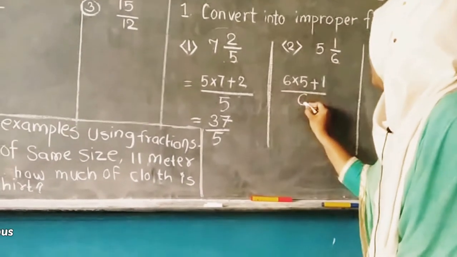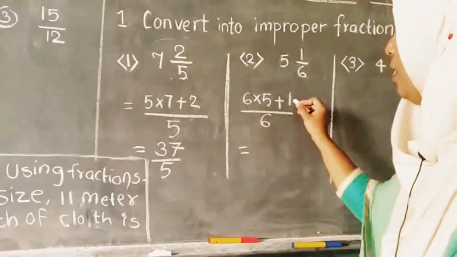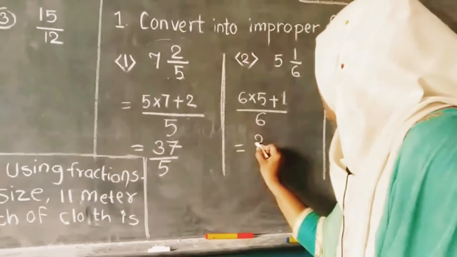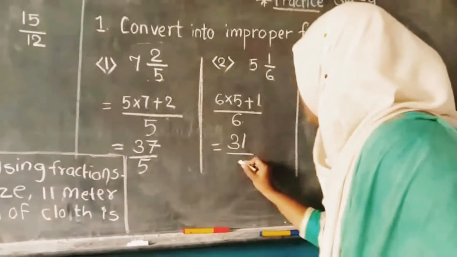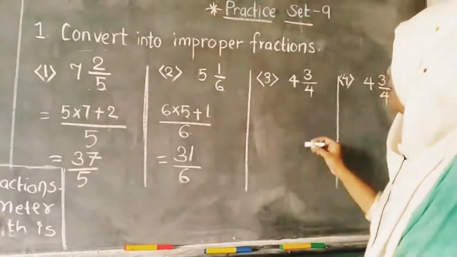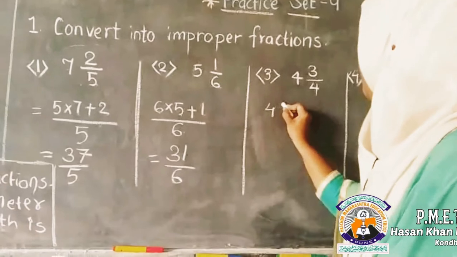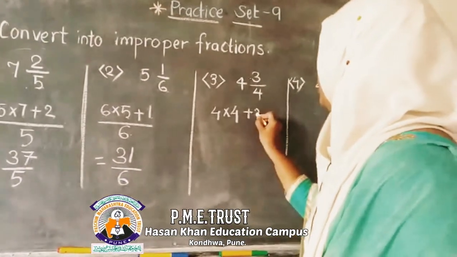Here write 6. Okay. 6 5s are 30 plus 1 is 31. The numerator is 31 and the denominator here is 6. Okay, understood? The next example, 4 multiplied with 4 and plus 3.